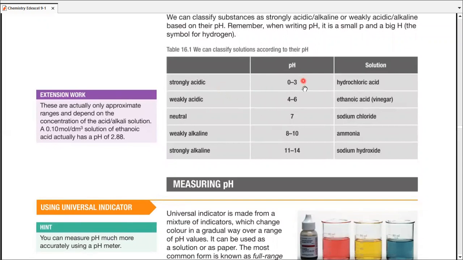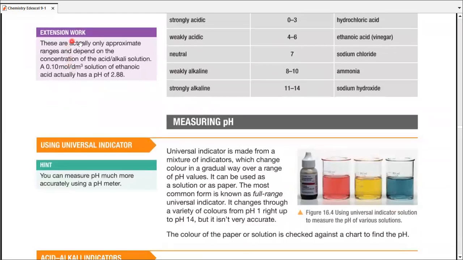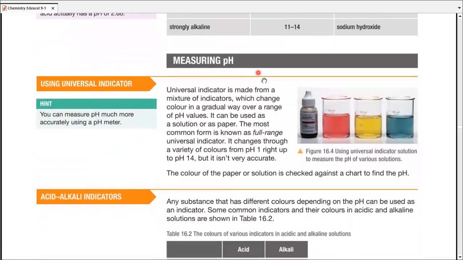Now, strongly acidic portions and all the portions that I've just gone through are also stated over here with the examples I've gone through already. So moving on to the extension work. These are actually only approximate ranges. The actual acidity or alkalinity, the actual pH, really depends upon the concentration of the solution. For example, 0.1 mole per decimeter cubed solution of ethanoic acid actually has a pH of 2.88. Not from 4 to 6, it's actually less than 4. So we can understand the point that anything can be concentrated or diluted in terms of removing water or adding more water, respectively.